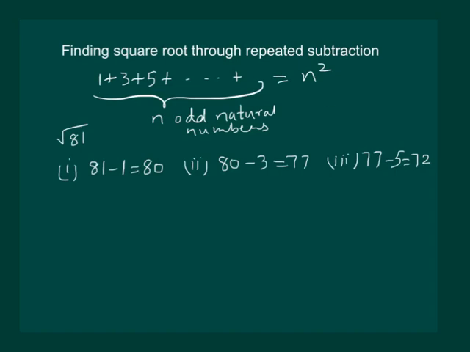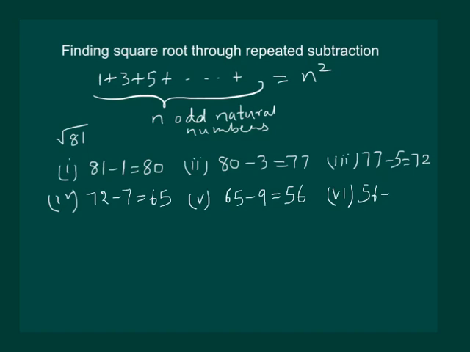So let us continue. In the fourth step, our next odd natural number is 7. So let us subtract 72 minus 7. This will give us 65. The next odd natural number would be 9. So 65 minus 9 will give us 56. Sixth step, 56 minus 11 will give us 45.